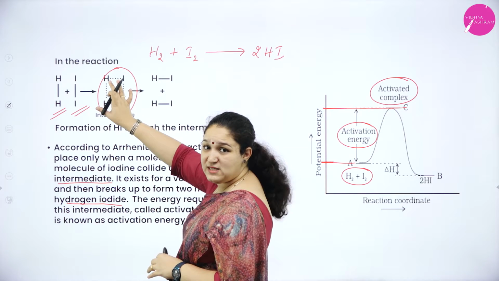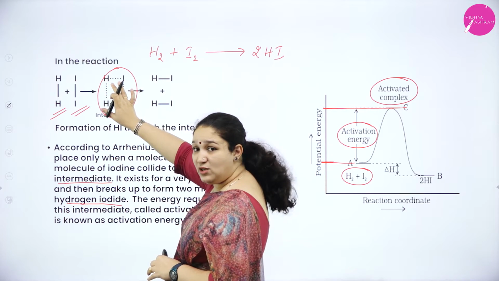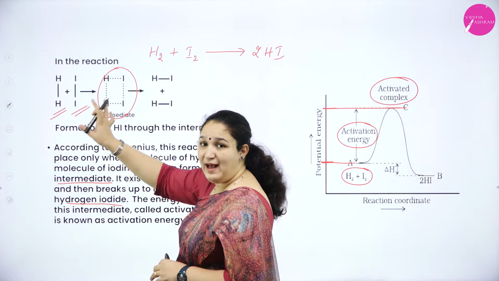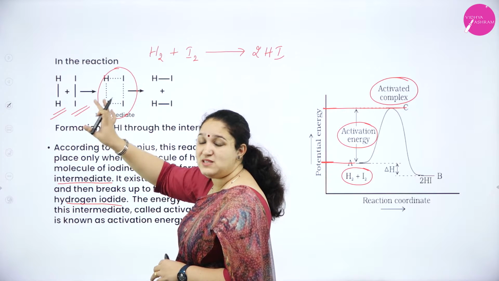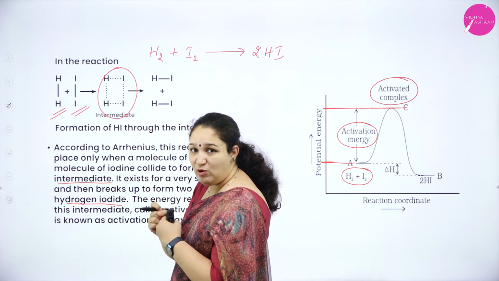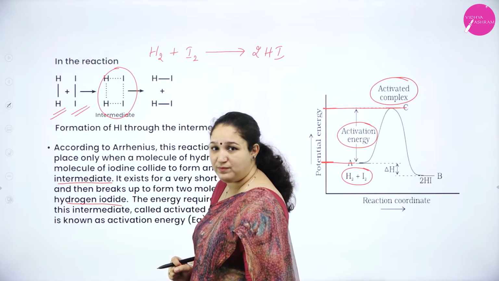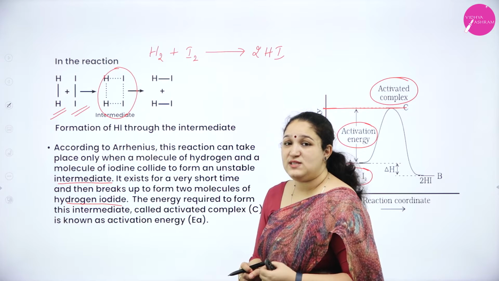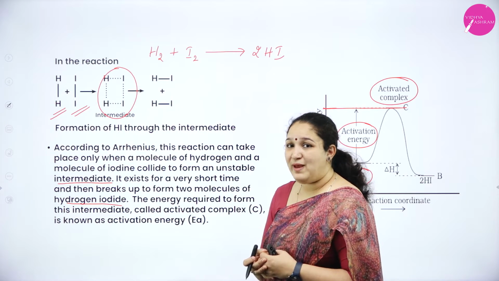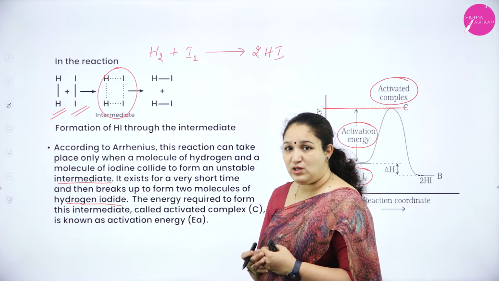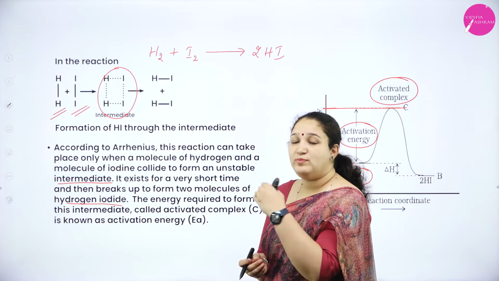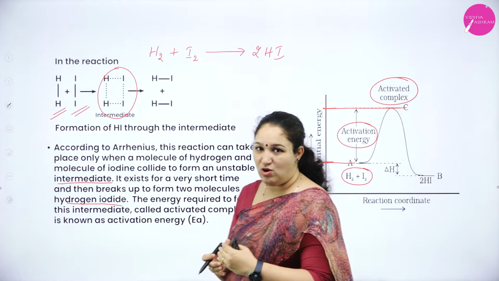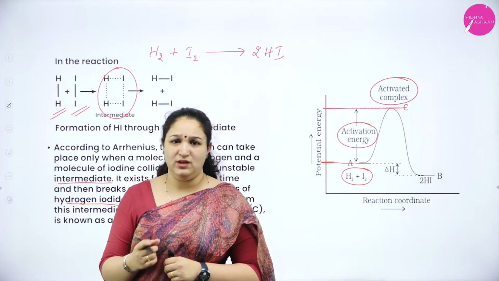So it is highly unstable, and this activated complex can be formed only when hydrogen and iodine molecules have minimum energy called threshold energy. Only then, when they collide, can they form this activated complex, which will further form products. So I hope you have understood what is activation energy. The minimum energy required by the reactant molecules so that they can form the activated complex and then the products, that energy is called activation energy.